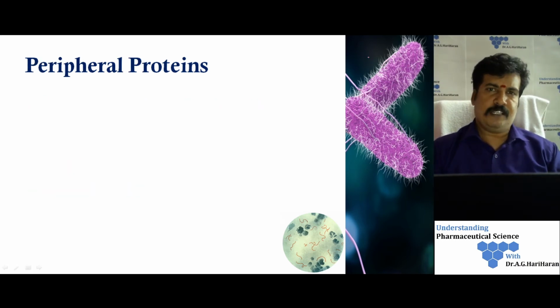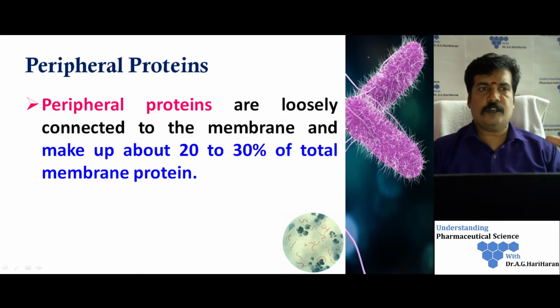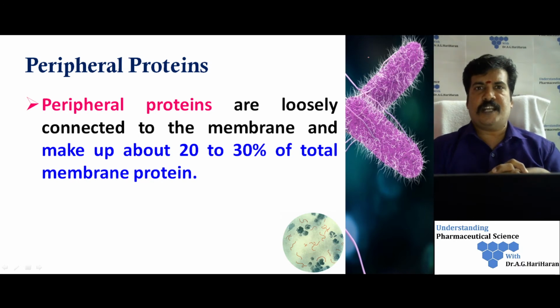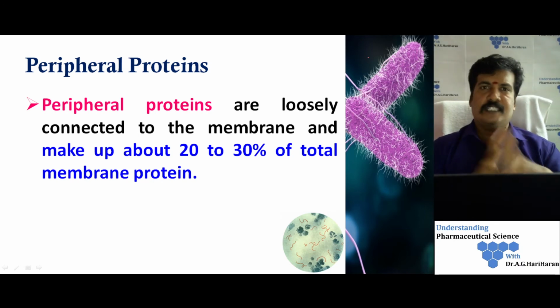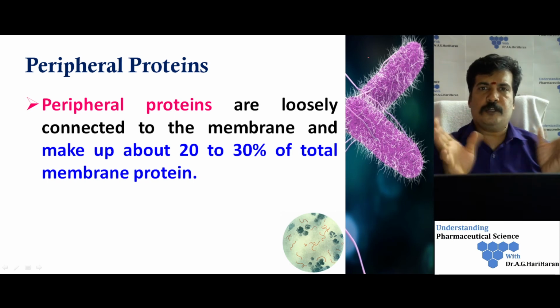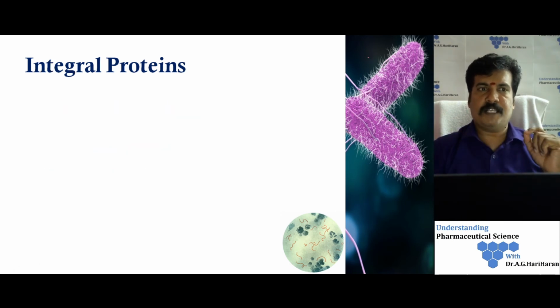So the name itself says that the peripheral proteins are loosely connected and present on the surface of the membrane, which generally interact with the outside chemicals and act as receptors. So they constitute 20 to 30% of the total protein which is present in the plasma membrane.